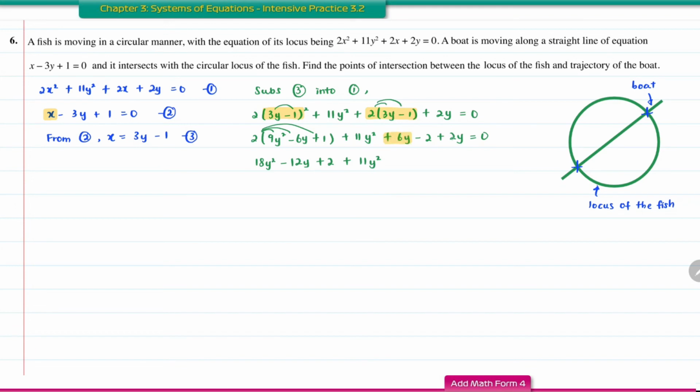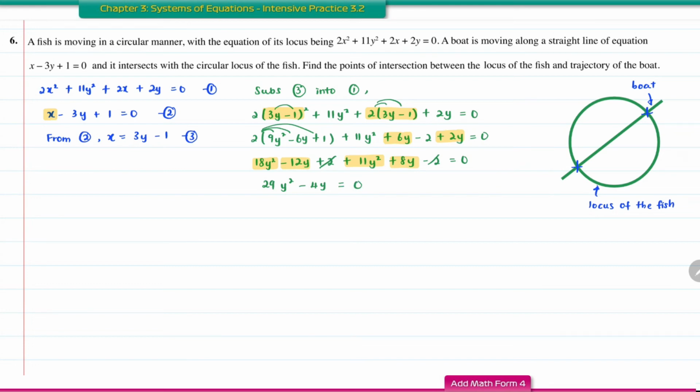As for this positive 6y and plus 2y here, sum it up together, you're going to get 8y and then minus 2 equal to 0. So now we're going to continue to solve for the like terms. So 18y squared plus this 11y squared, you're going to get 29y squared, and negative 12y plus 8y will give you the answer of negative 4y. So this positive 2 minus this 2 will equal to 0, so it will be cancelled.